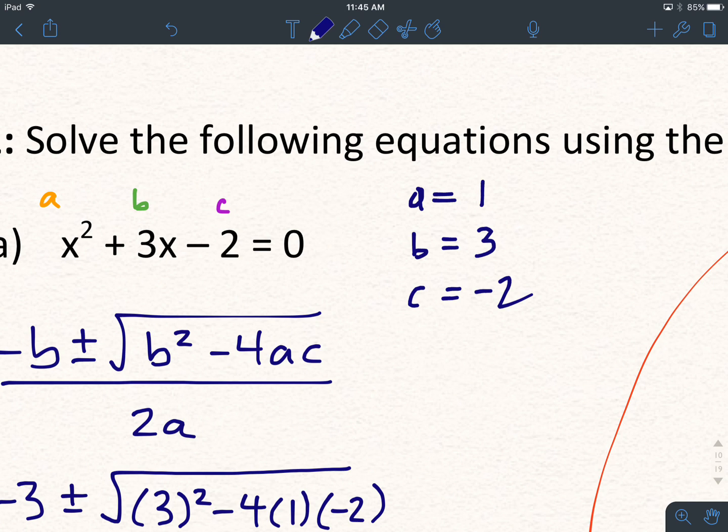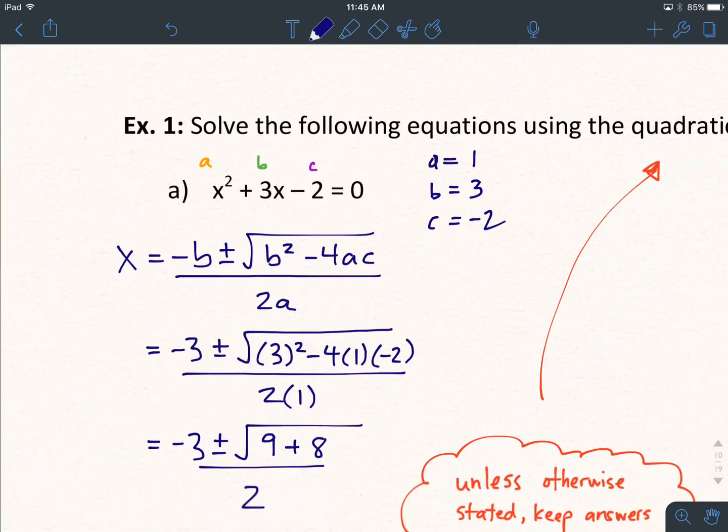It's also important that all 3 values are on the same side of our equation, which means that the x squared, the x, and the constant term have to all be on either the left or the right in order for us to get the right answers by using the quadratic formula.